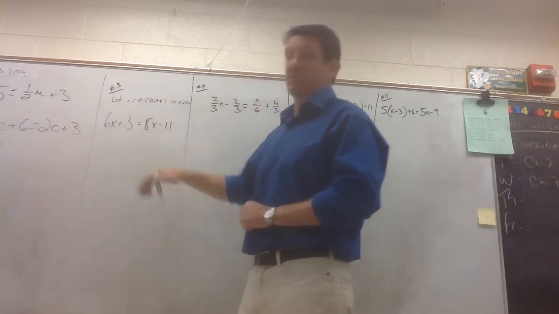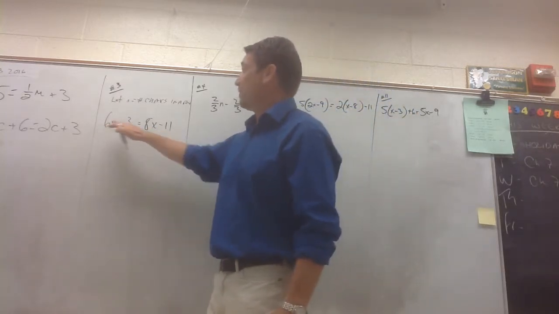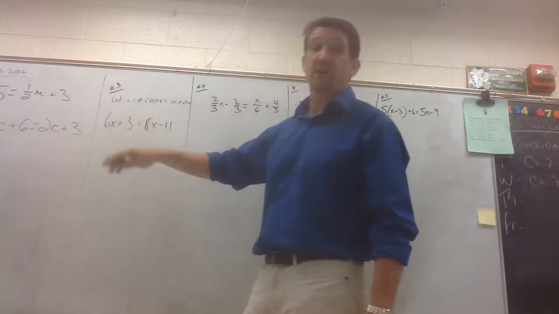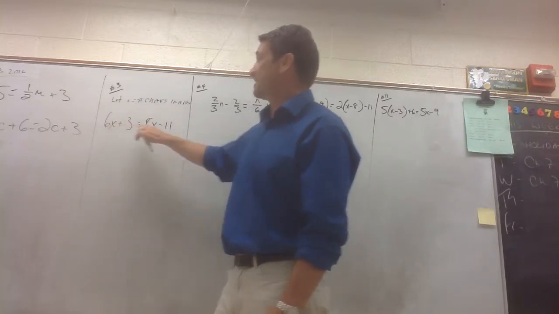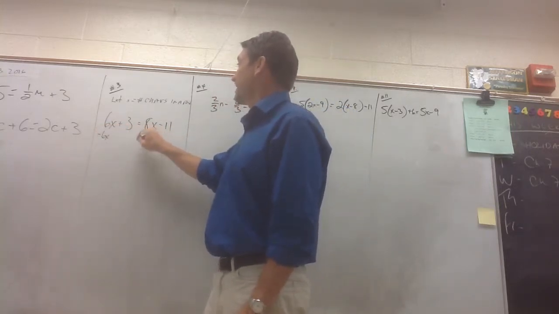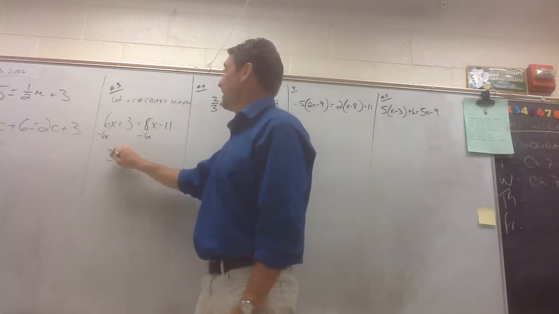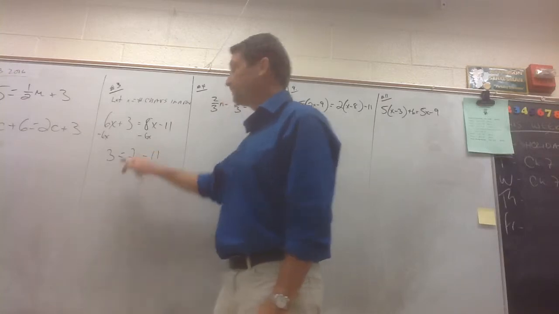Once you have this equation, you notice it's an equation with a variable on both sides. We talked about when you have an equation with a variable on both sides, move the variable term that has the lower coefficient. Since 6x is less than 8x, we should subtract 6x from both sides. Leaves you 3 equals 2x minus 11.